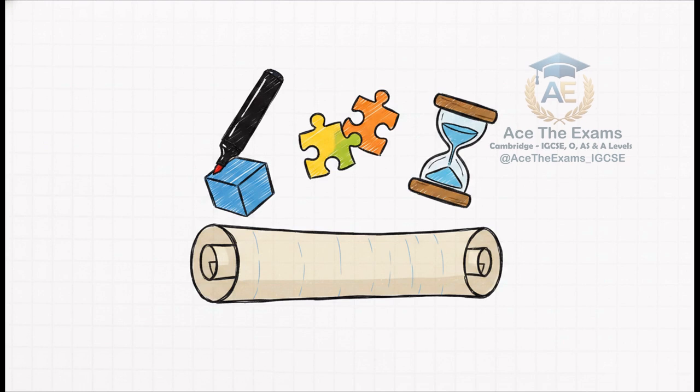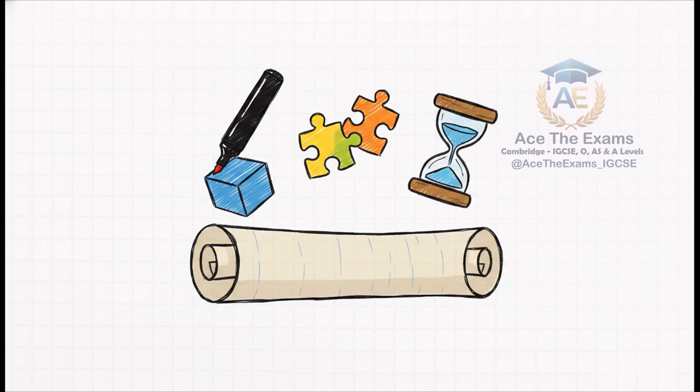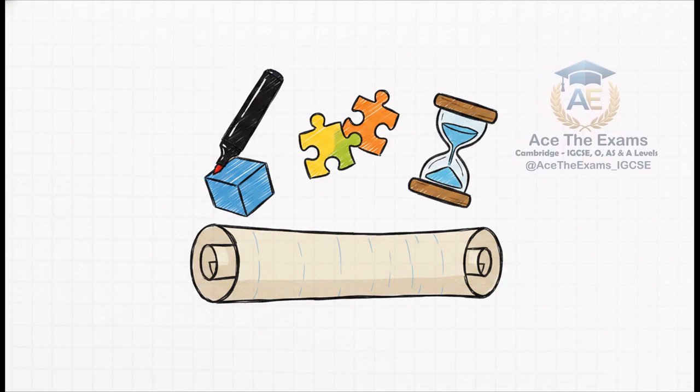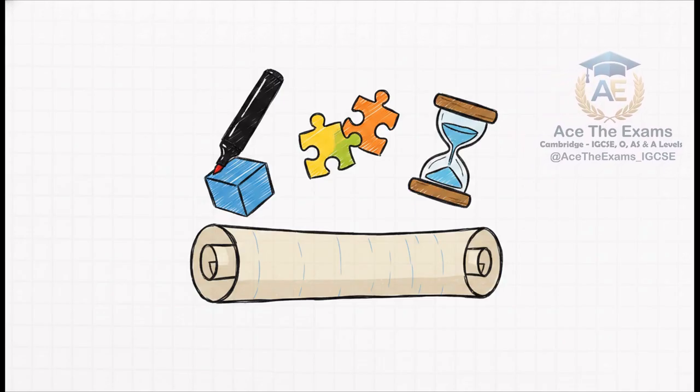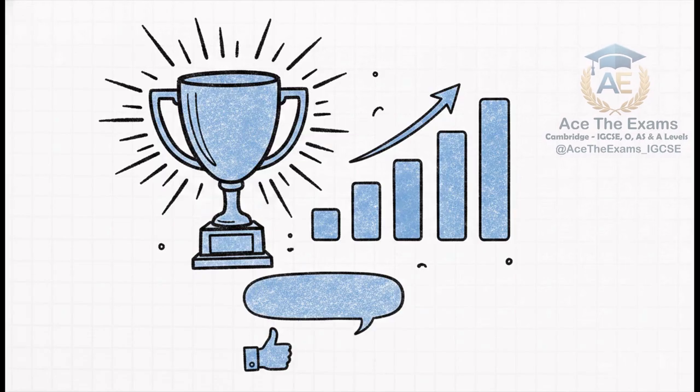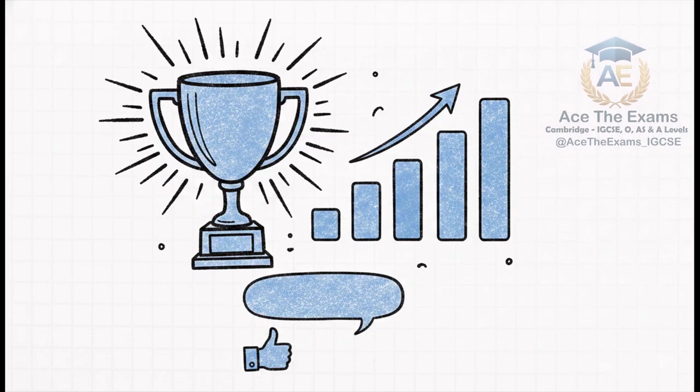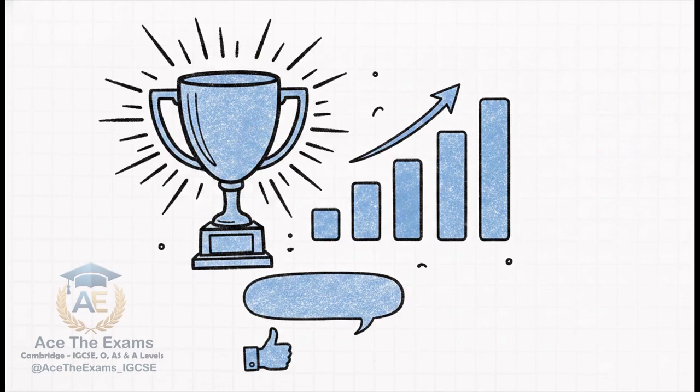Do not, under any circumstances, spend 10 minutes on a 2-mark question. Allocate your time based strictly on the marks available and move on if you get stuck. You can always circle back later. Students who implement these mathematics strategies see an average improvement of 2 grade boundaries, but only if they practice consistently with our weekly videos.